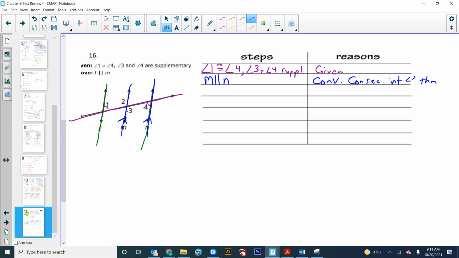Well, 1 and 4. 1 and 4 are congruent. Oh, look, those alternate interior angles are congruent. That means the lines forming those are parallel. L is parallel to N. Converse of corresponding angles. Wait, did I say 1 and 4? No, sorry. Converse of alternate interior angles. I didn't use corresponding. Alternate interior.